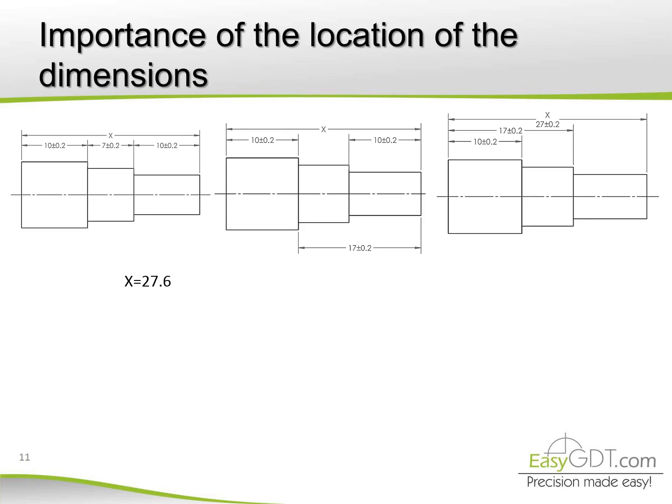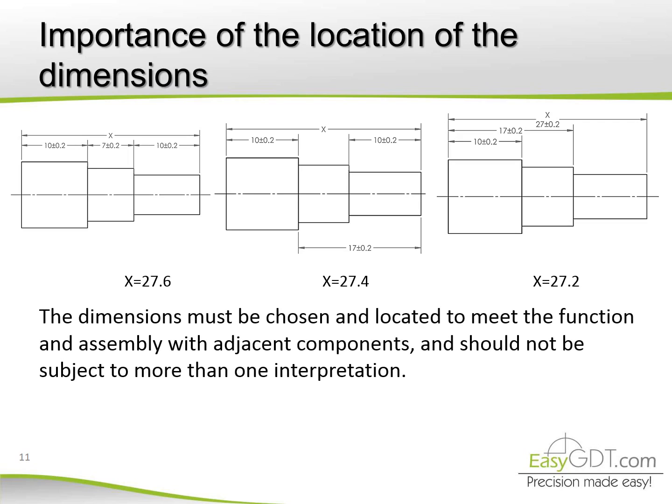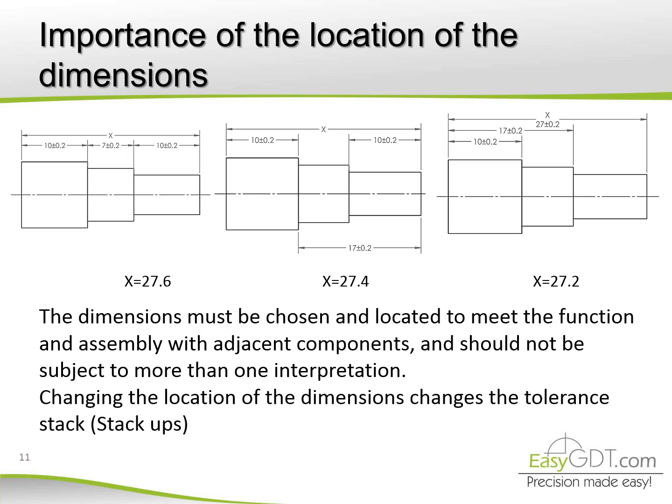With these three examples, we have seen how the total length varies by changing the locations of dimensions, although these have the same tolerance of 0.2 in the three examples. The dimensions must be chosen and located to meet the function and assembly with adjacent components, and should not be subject to more than one interpretation. In the first case, the individual dimension is the most important, and in the third case, each dimension with respect to the base is more important. We have seen how by changing the location of the dimensions, the tolerance stack, also known as stack-ups, changes.